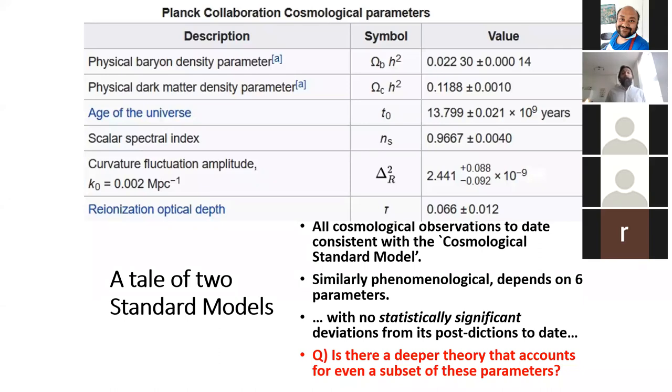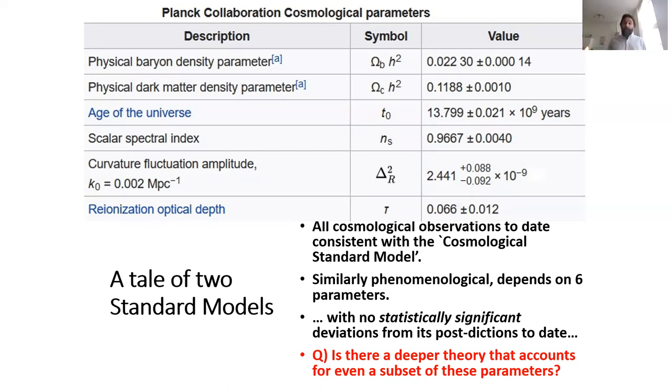The concordance model, if you like, to call it a theory is a stretch. I've heard people call it a theory. I think that is wrong. It is not a theory, it is a parameterization of the data, okay? Of which there are six numbers. And of course, there are many more you could add, but these six numbers are also similarly phenomenological. They also explain all known observations. All observations we have up to date are consistent with these six numbers being the way they are. So this also begs the question, where do these six numbers come from?